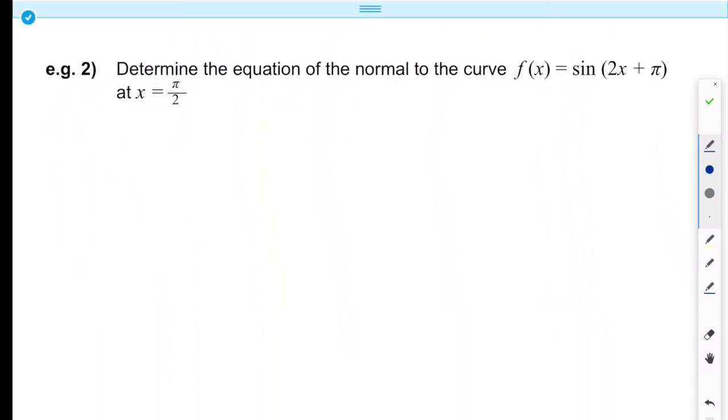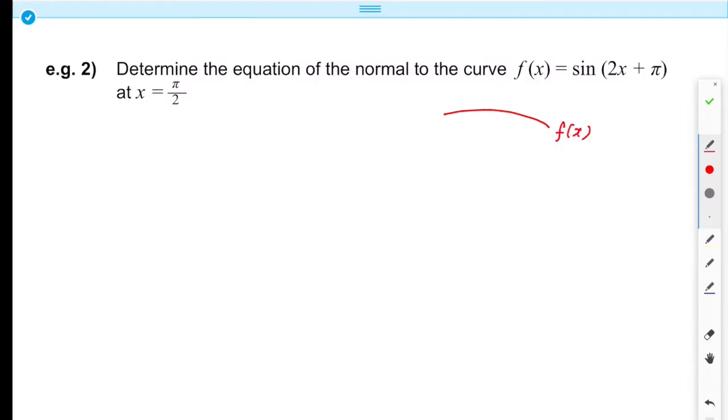Example 2. Determine the equation of the normal to the curve f of x equals the sine of 2x plus pi at x equals pi over 2. If we recall the relationship between the normal to a curve and the tangent to a curve, the normal is perpendicular to the tangent.